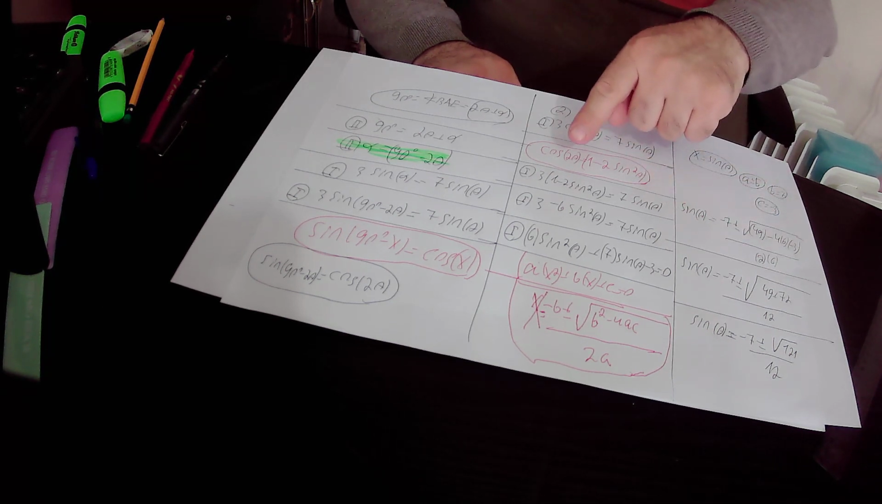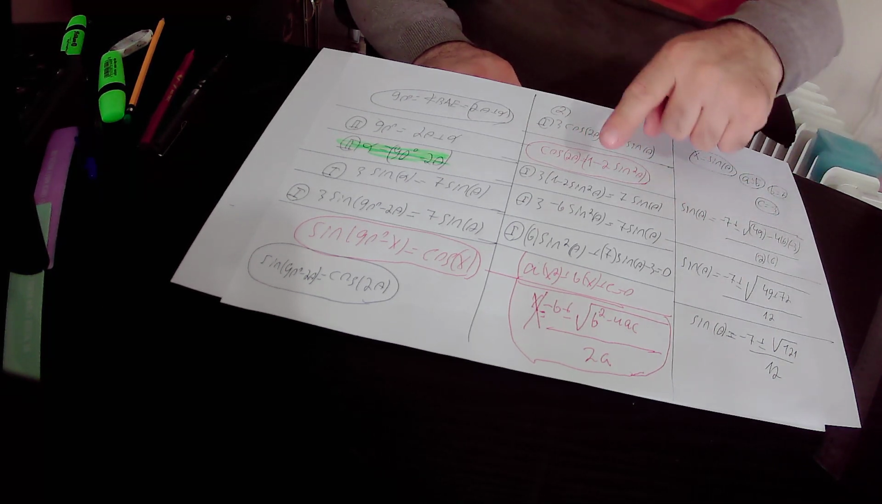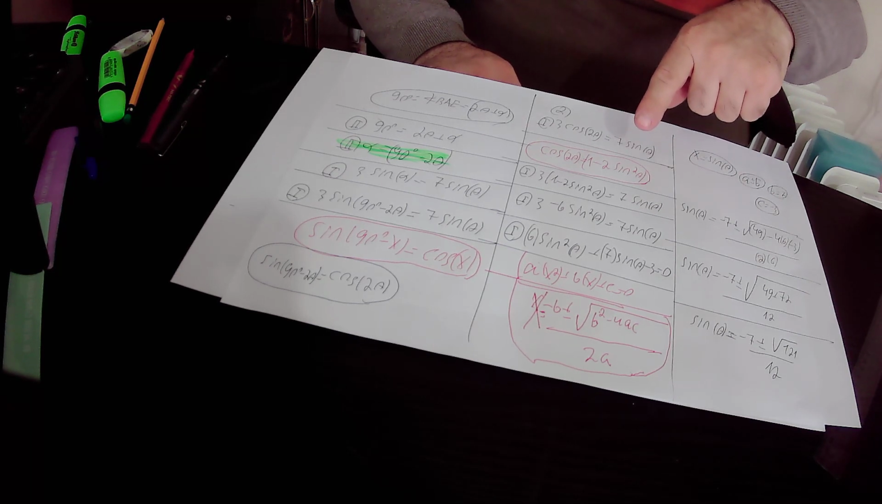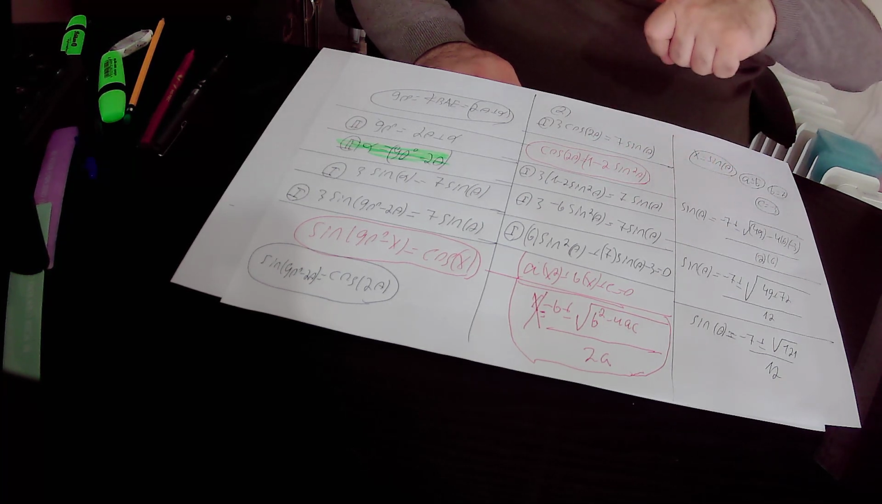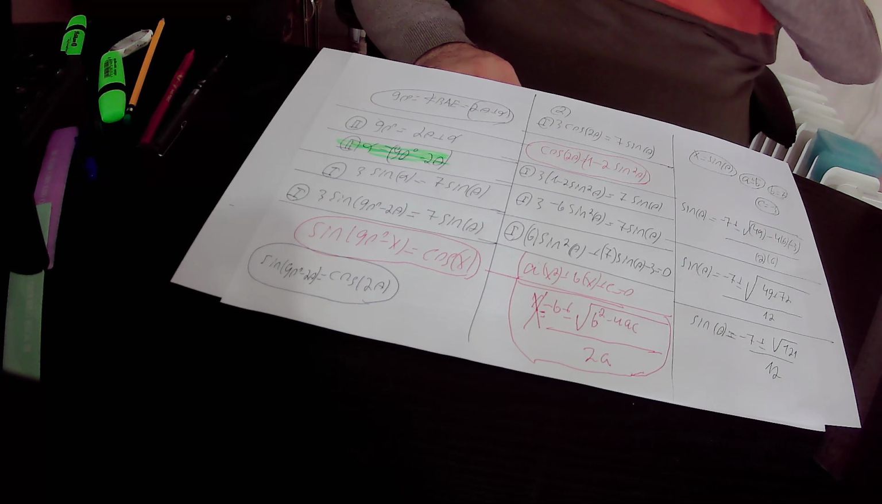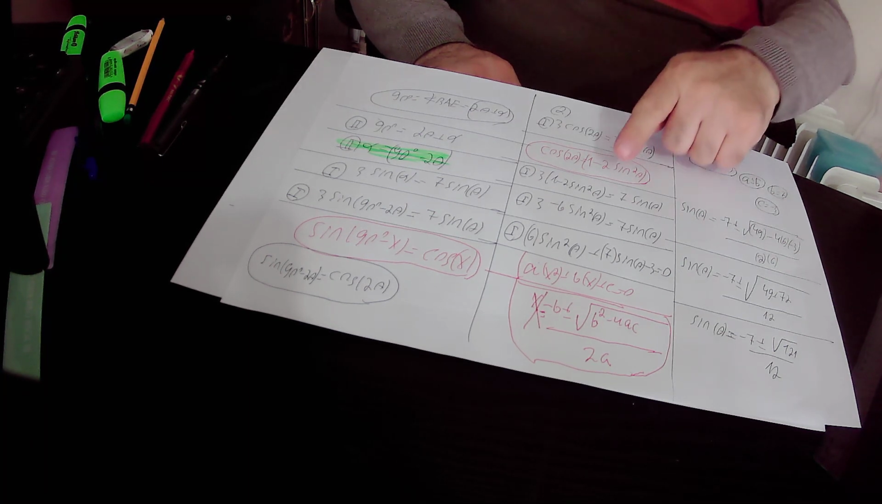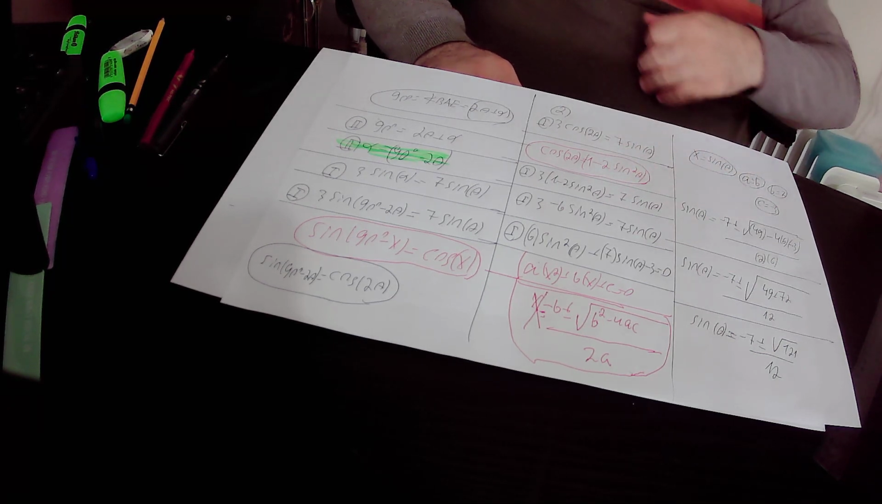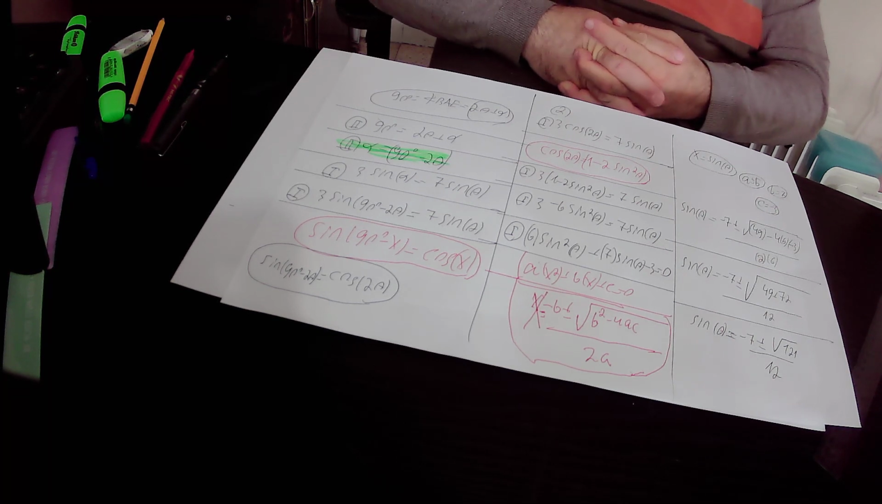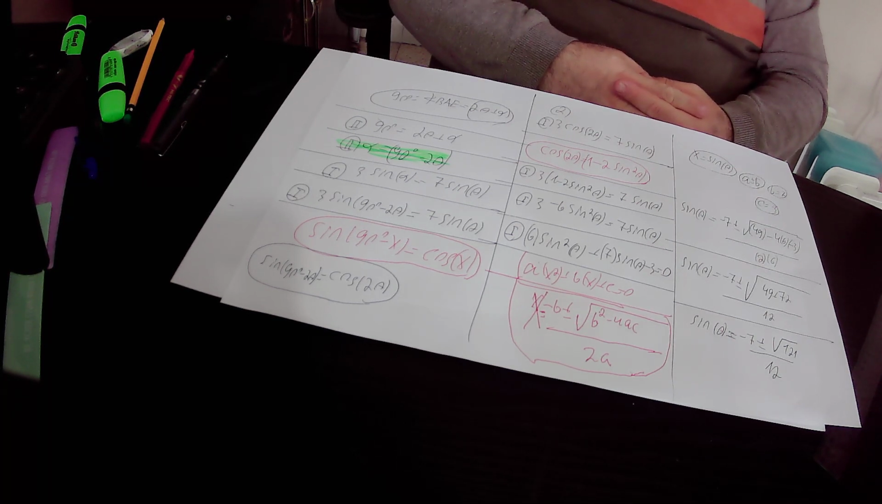Here we open the brackets on this side of equation number 1. 3 times 1 is 3, and 3 times minus 2 sine squared theta is minus 6 sine squared theta, that equals 7 sine theta. Here we added 6 sine squared theta, and we also subtracted 3 from this equation, and we got the quadratic equation that states that 6 times sine squared theta plus 7 times sine theta minus 3 equals 0.